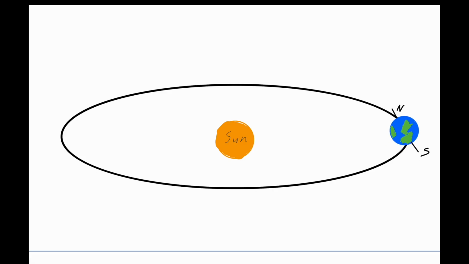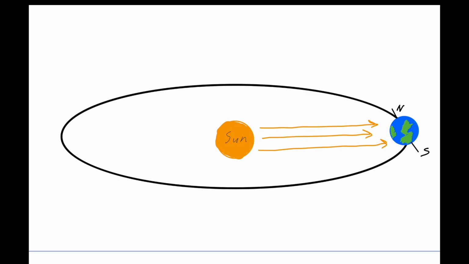When it's in this position, you can see the North Pole is kind of pointed towards the sun. What that means is that the sun's rays are hitting the northern hemisphere more directly than the southern hemisphere. The days are longer in the northern hemisphere. The sun's rays are hitting more directly. And so that's the cause of our summertime.